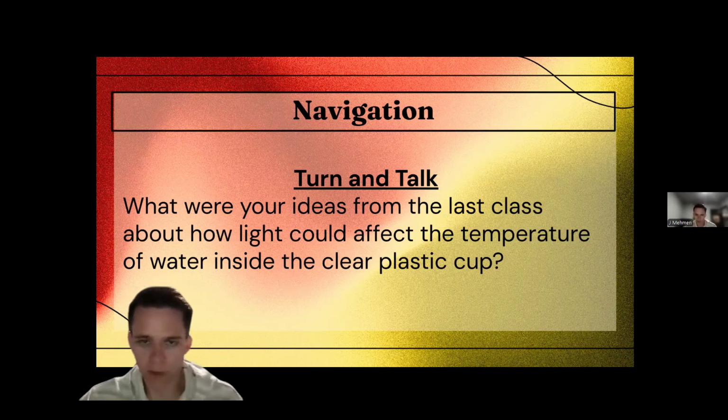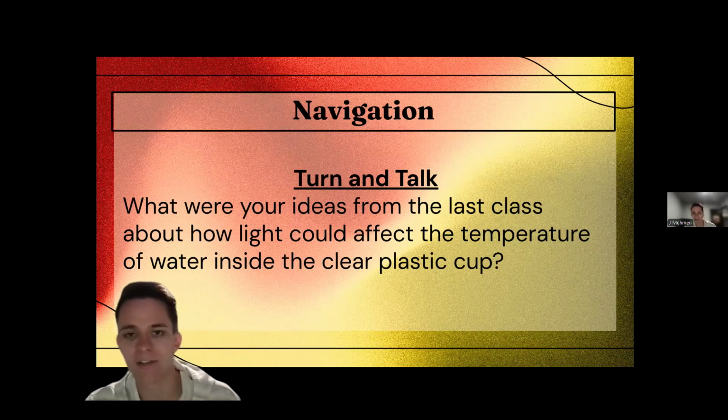So, the point of our experiment that we're going to be doing today, and kind of the question we're trying to answer, is how water inside the cup is warming up when it's in a closed system. And remember, a closed system means that no matter is entering and no matter is exiting. And so we think light might be having an effect on what's causing our water or our liquid inside of our cup to warm up.